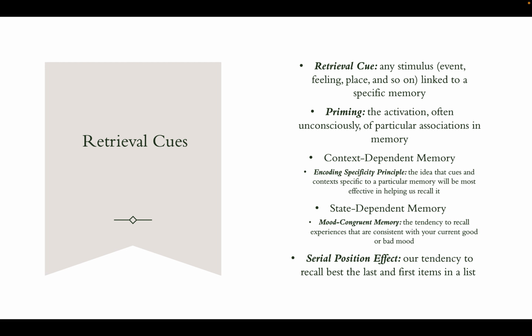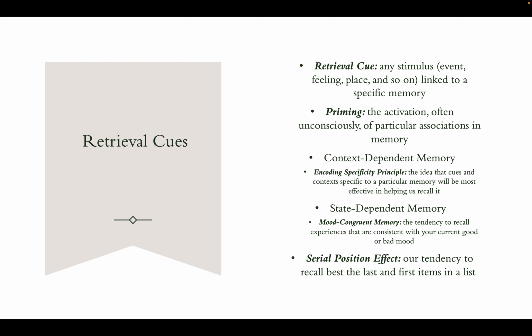So an example of this is when you are in a bad mood, this may trigger other unhappy memories. If you are sad, this may trigger other sad memories. And so this tendency to recall events that fit our mood is called mood congruent memory. So it is the tendency to recall experiences that are consistent with your current good or bad mood. This is state-dependent memory. The last thing for retrieval cues is the serial position effect.